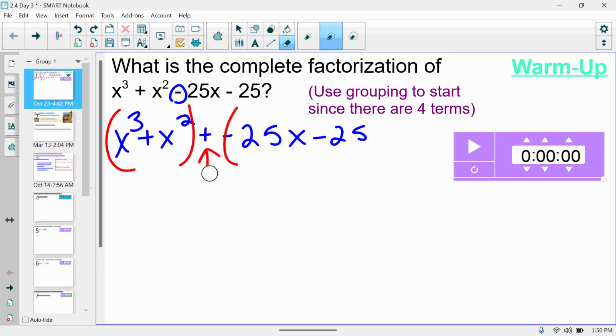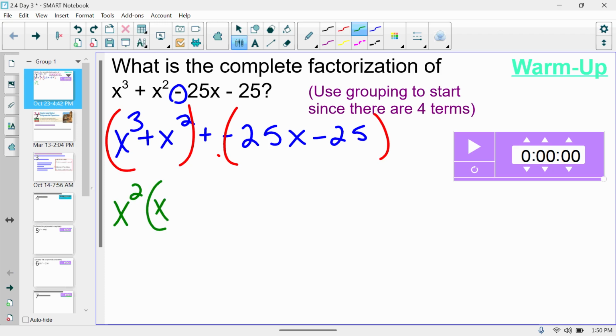So then you ask yourself, what do the terms in the first quantity have in common? And it's x squared that you should have factored out. X plus 1 should be left, right? Because check it, distribute it. X squared times x gives you x to the third. X squared times 1 gives you x squared back again. Remember, what we're doing is the reverse of the distributive property.